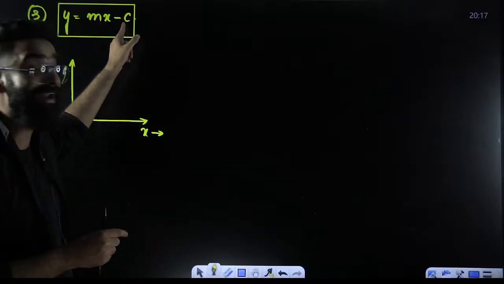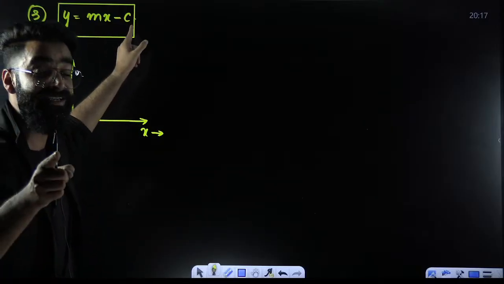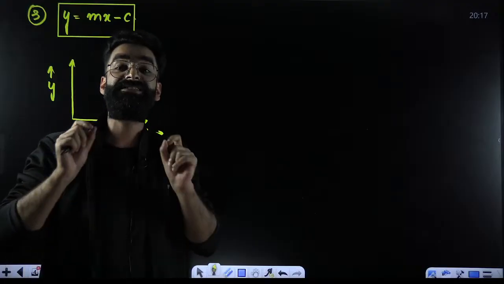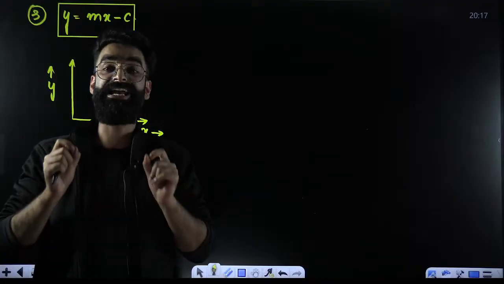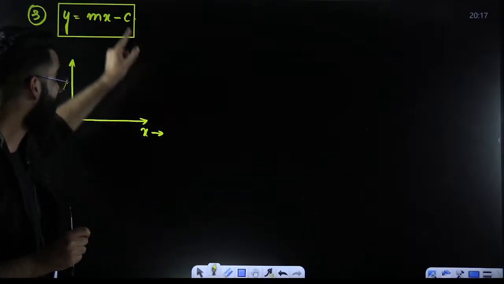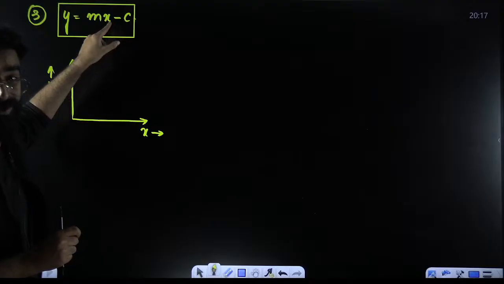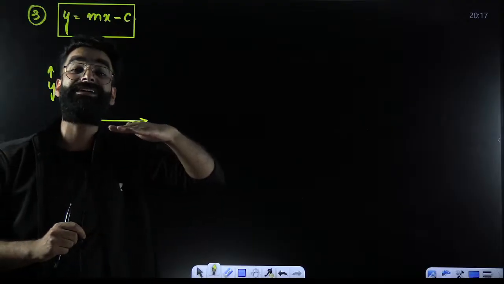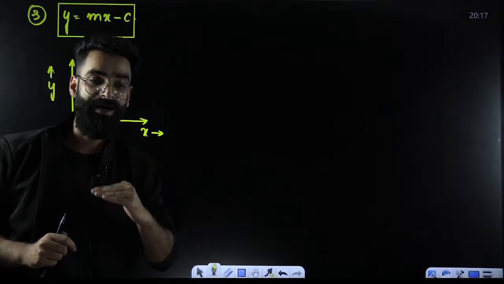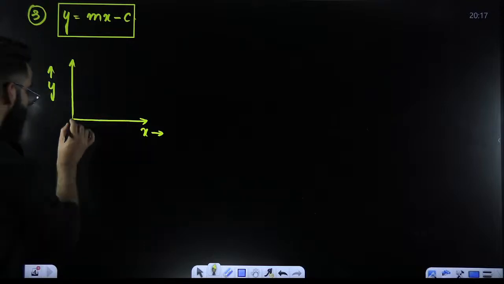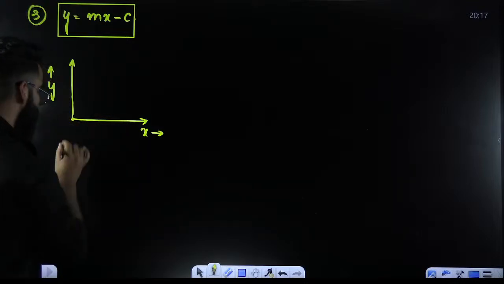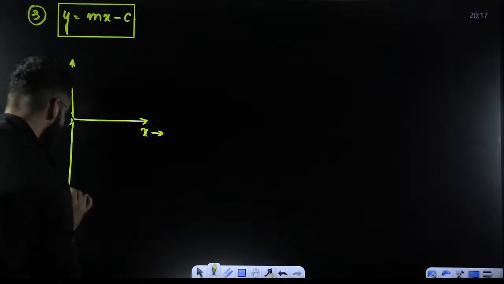Now here we have got an intercept. Whenever there is an intercept, that straight line never starts from the origin. Look at the sign of the intercept. It's negative. That means the straight line will be starting down the origin. For example, this is the origin. Let me extend this y-axis a bit.